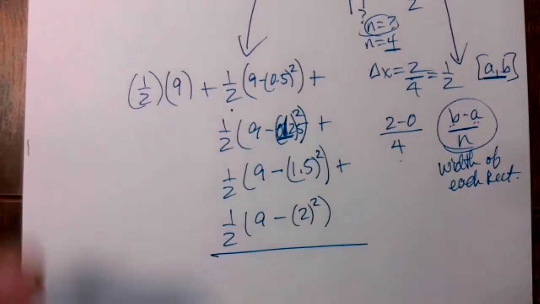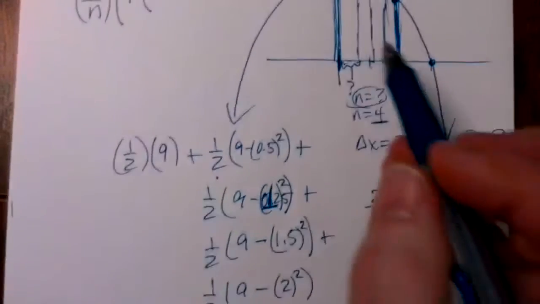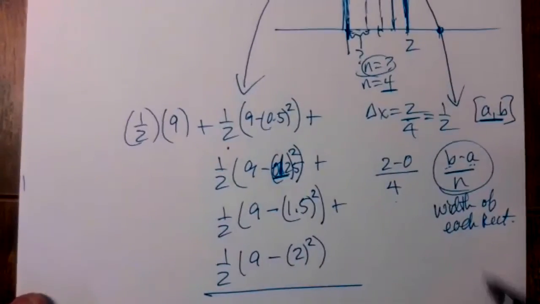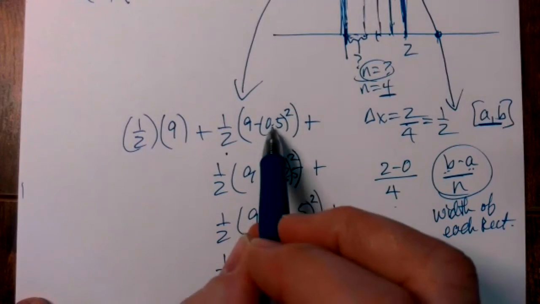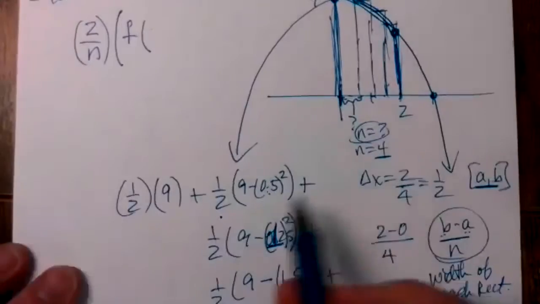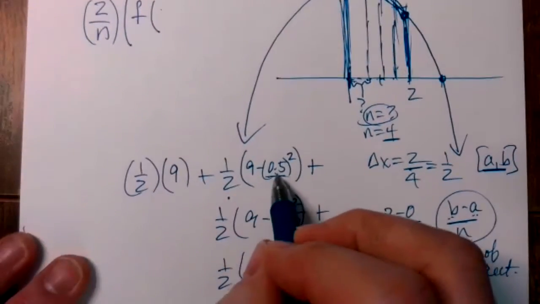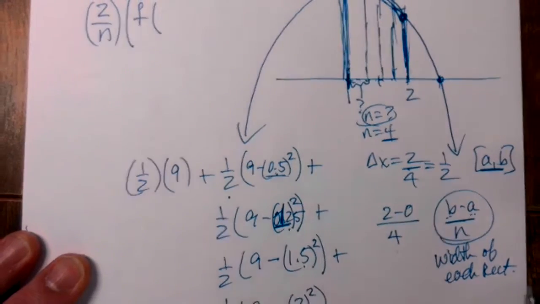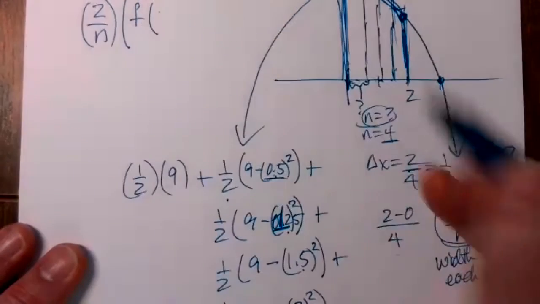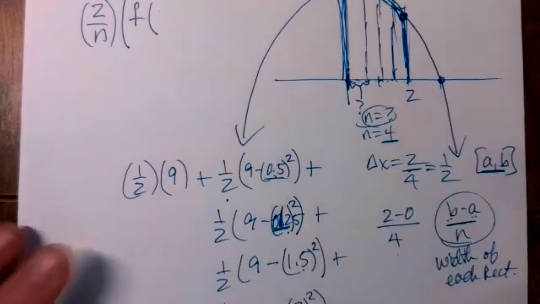Okay, and I would add those up. Well, what I'm trying to do is represent this when I don't know how many rectangles. And so it's not going to be this 0.5 every time. I need a way to represent what's happening with these x values. Like this x value is 0.5, this x value is 1, this x value is 1.5. How do I represent an incremental x value when I don't know how wide they are?